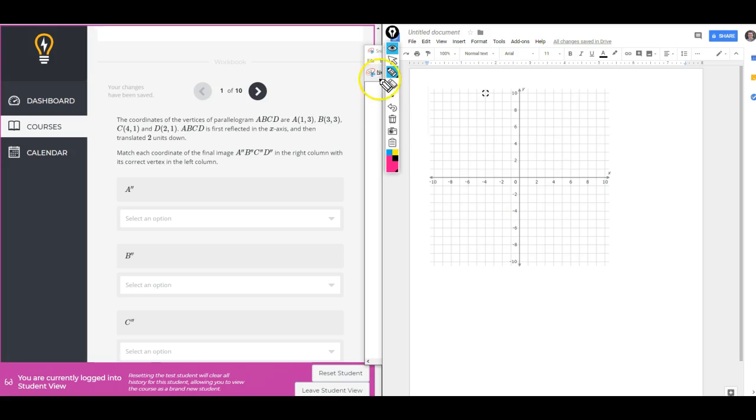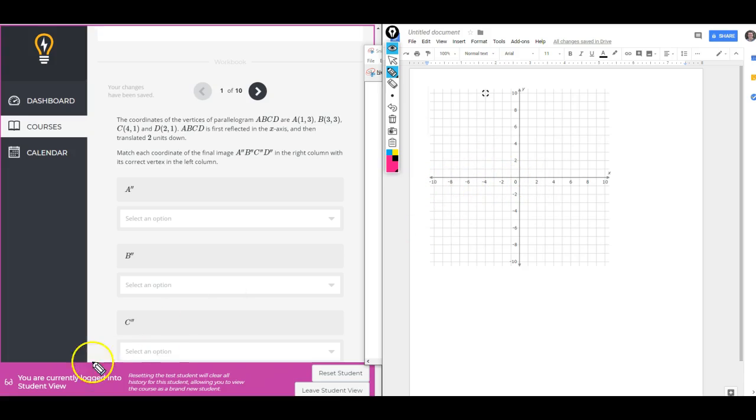If you remember the relationship between how it's reflected in the x-axis and what changes in the coordinates, then use that knowledge. I do not have it memorized off the top of my head. I know the pattern once I've done it once or twice because I catch on to it. But this is how I would do it.